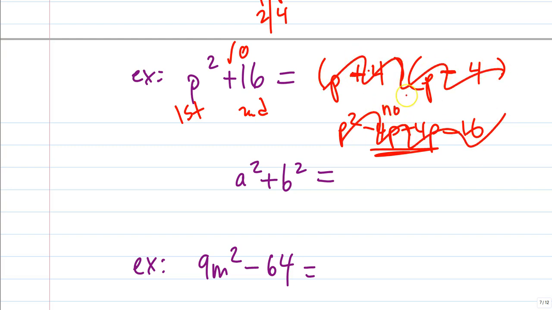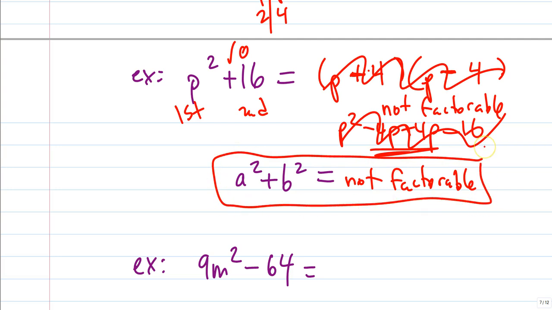This is not factorable. In fact, that's something I would put in your notes: if I have a squared plus b squared, not a squared minus b squared, that is factorable, but if I have a squared plus b squared, that will always be not factorable. So we'll leave that once we get to that point.